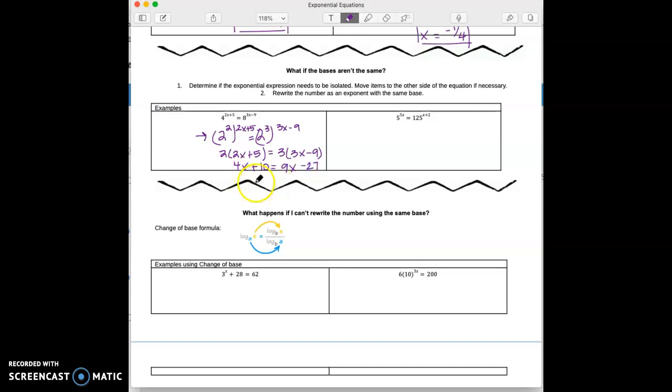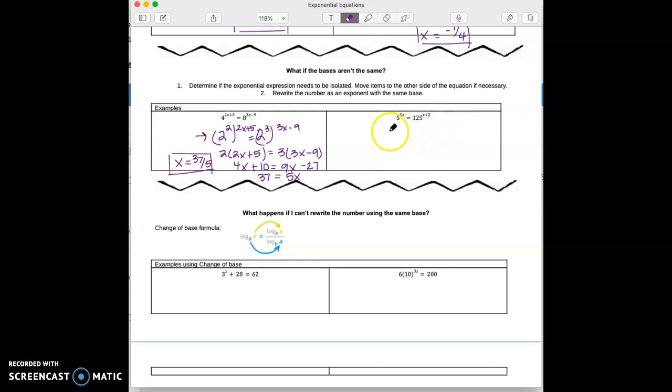And then we just move things around, so I can subtract 4x from 9x, and I can add 27 to 10. And so then divide. And there's my answer. So I haven't done myself any favors with some of these numbers today, but luckily the steps aren't too hard. In this next example, I have 5 and 125.